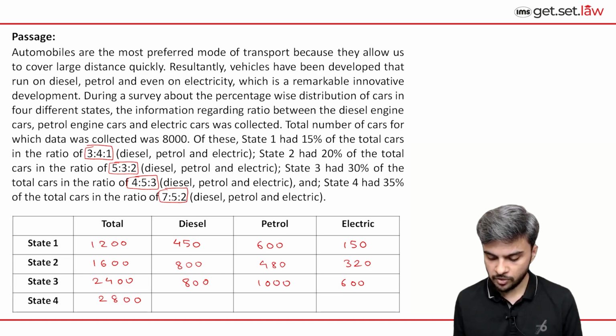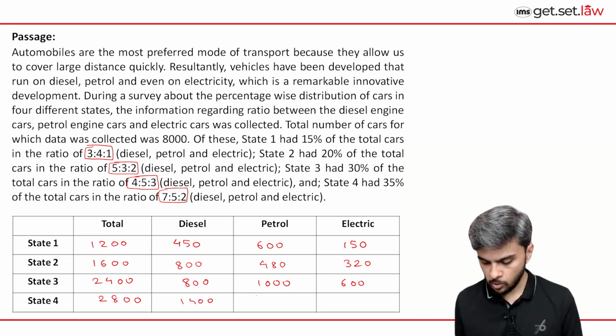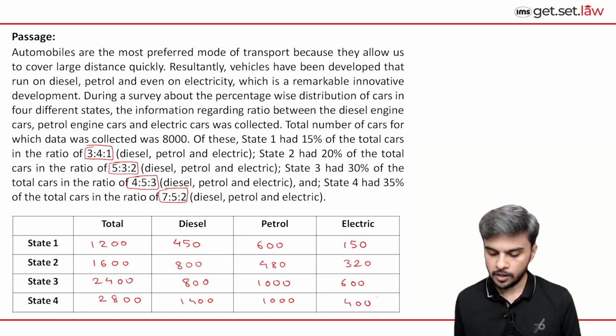Lastly, 7 plus 5, 12. 12 plus 2, 14. 2800 divided by 14, 1 part is 200. So 200 into 7 is 1400. 200 into 5 is 1000. 200 into 2 is 400.